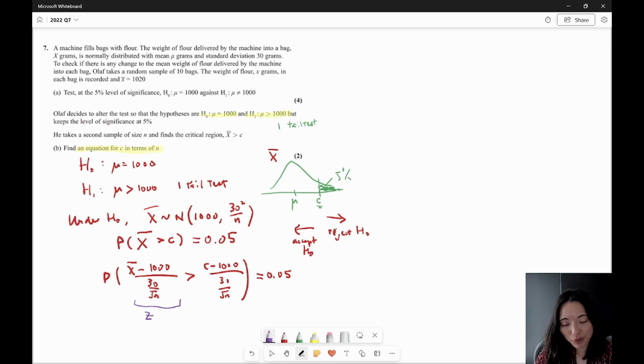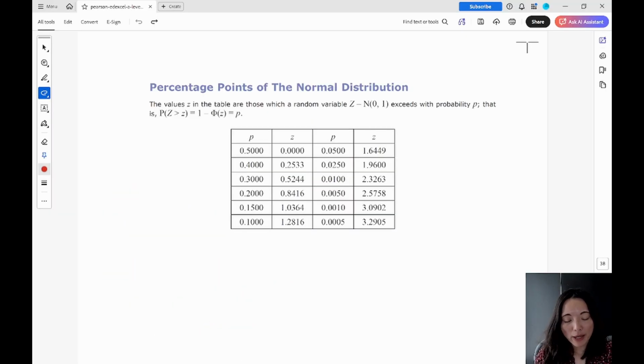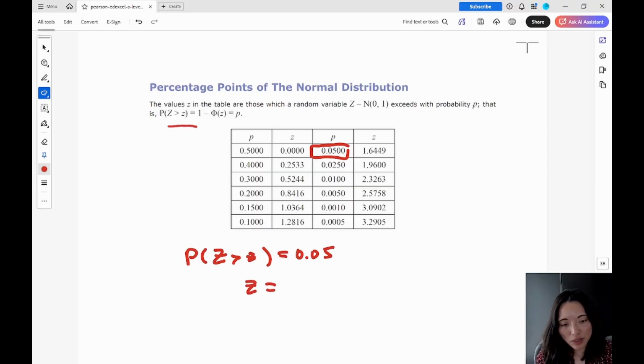Now we need to look at either our calculator or the statistics table to see what this value is, in order for us to be able to say P of Z greater than something, let's call that A, equals 0.05. Let's see what that value is based on our tables. Looking at this table is actually quite helpful. We're interested in the 5% level of significance, and therefore the value of Z which gives P of Z greater than Z equals 0.05 is this number, 1.6449. That's what we're able to get from this table.